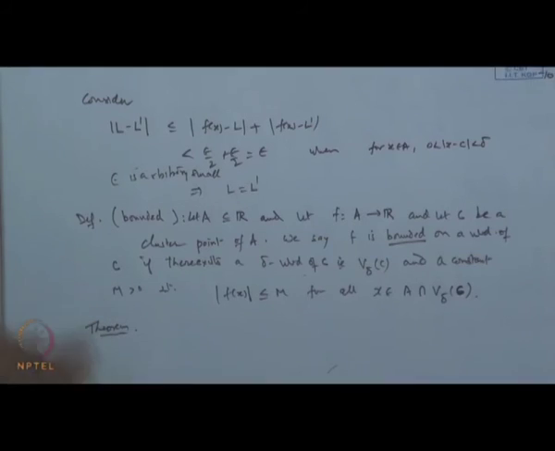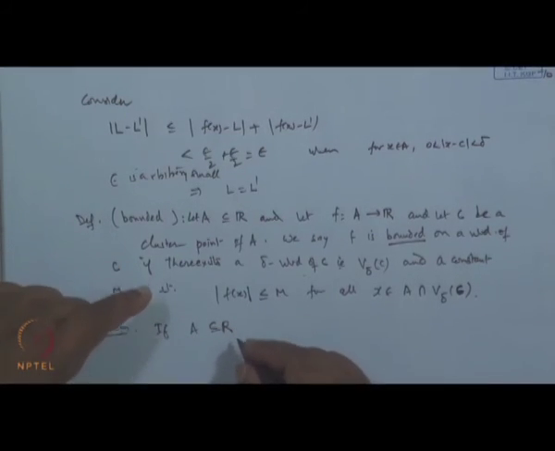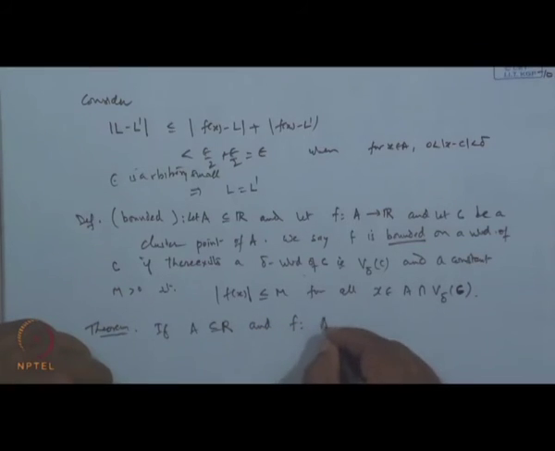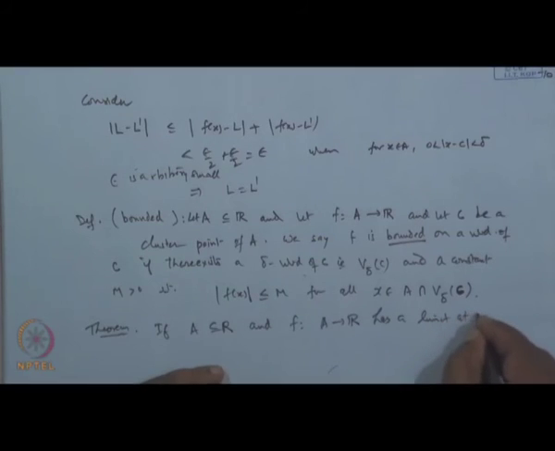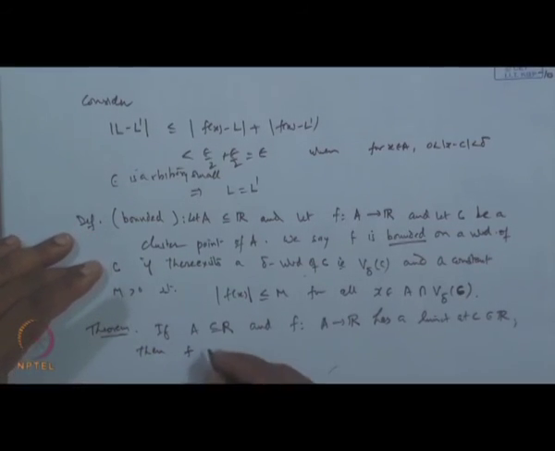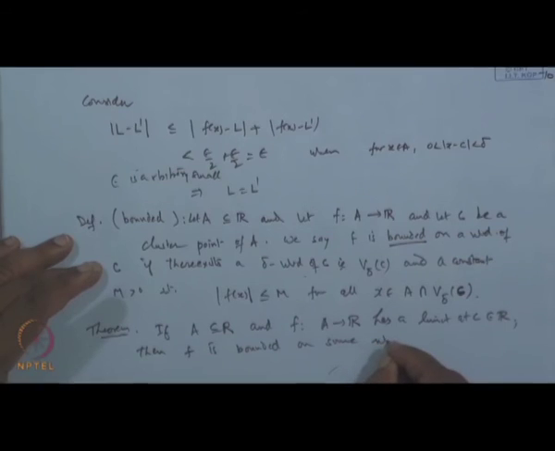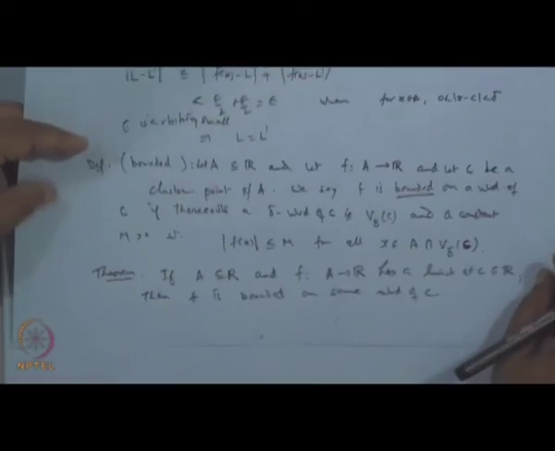If the function has a limit, then it will always be bounded. So, the result is: if A is a non-empty subset of R, and f is a mapping from A to R, and f has a limit at c belonging to R, then the function f is bounded on some neighborhood of c. Let us see the proof of this result.